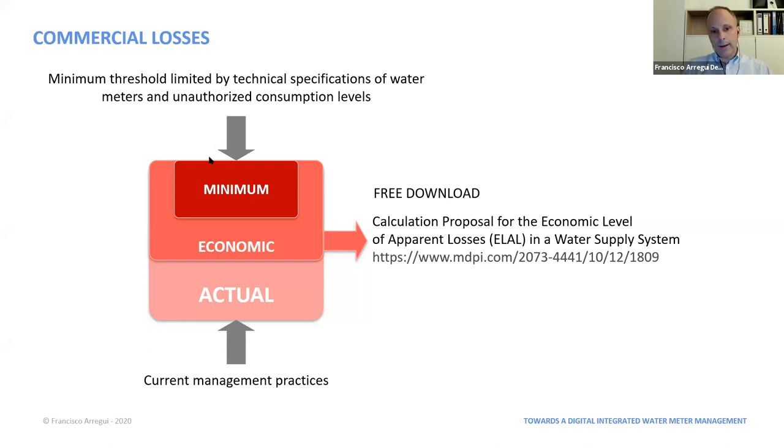There is also an economic level of losses that should be our target. We should look for that economic level that balances how much we are spending against how many losses we have in the system. Then we have the actual level, our current level of losses, which depends on the management practice we have at this moment. Most of the time, the actual level is higher than the economic level, although I have found some utilities, usually public utilities with a lot of budget to replace meters, though very few, whose actual level was lower than the economic level.